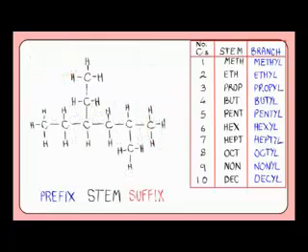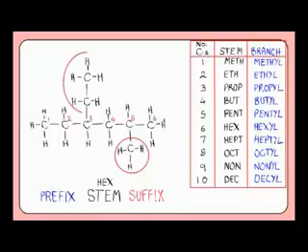Now let's try with this compound. Let's find the longest chain. The longest chain is 6, and so the stem part of the name is hex. Now let's look at the branches. We have a 1 carbon branch and a 2 carbon branch. These have the names of methyl and ethyl. Now let's number the chain to give the smallest numbers.